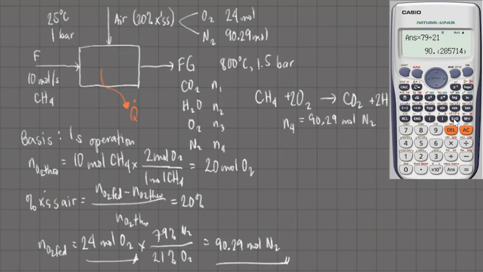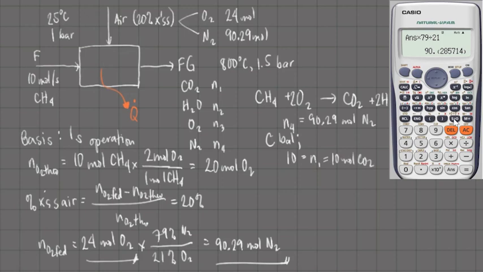Let's start with a carbon balance. For the carbon balance, we have an input, which is 10 moles of carbon in the feed, equal to N1 moles of carbon in the product. Therefore, we have N1 equal to 10 moles of CO2.